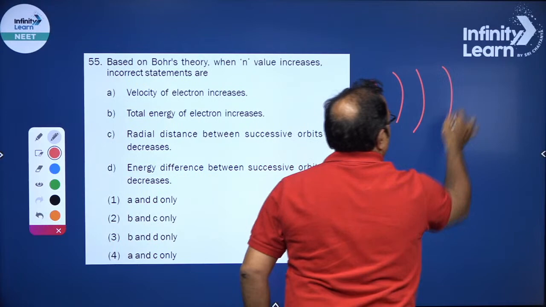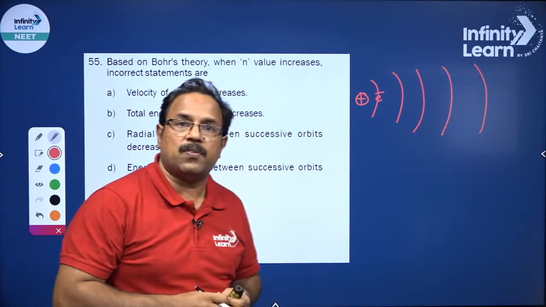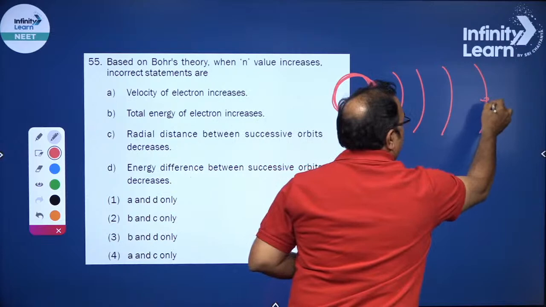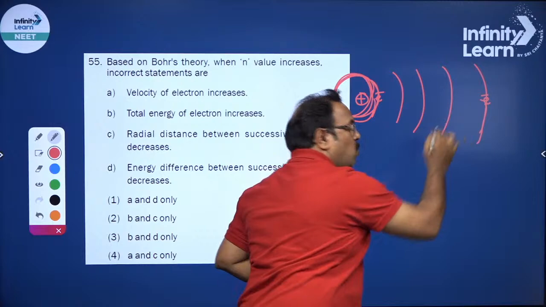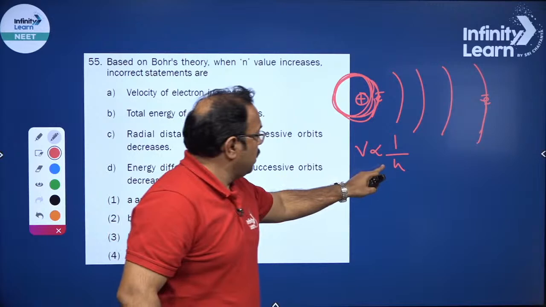How do you justify? When an electron is moving in the first orbit, it is in the strong attraction of the nucleus. If it doesn't revolve fast, then there is a chance that it can be grabbed by the nucleus. So therefore, its rotation will be very fast. As the electron is moving away, its tendency to be grabbed by the nucleus will be less. Therefore, it will be moving slowly. So as the n value increases, velocity will decrease. How is velocity related to the principal quantum number? It is 1 by n. Is it clear? As n value increases, velocity decreases.